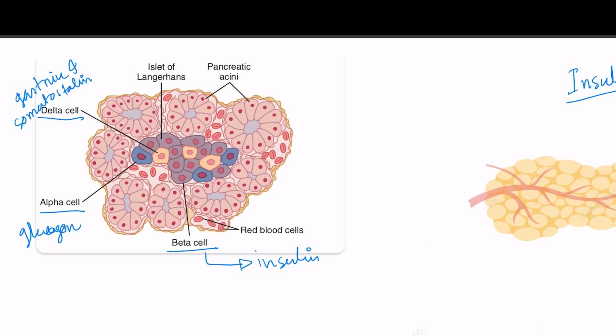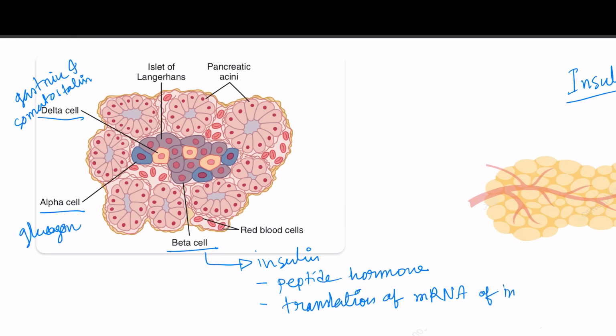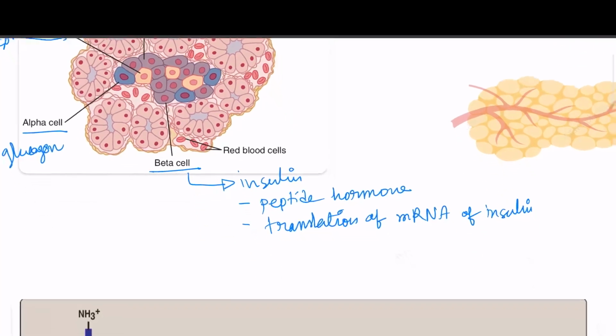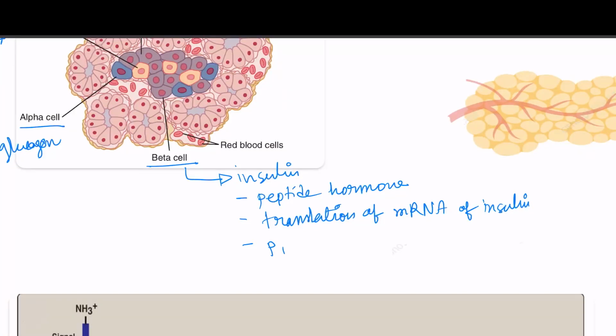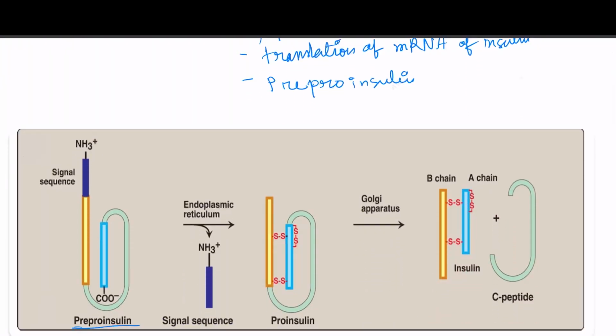Now, insulin is a peptide hormone which is synthesized by the cell machinery for protein synthesis, which starts from translation of the mRNA of insulin by the ribosome attached to the endoplasmic reticulum to form pre-pro-insulin. This is a pre-pro-insulin.